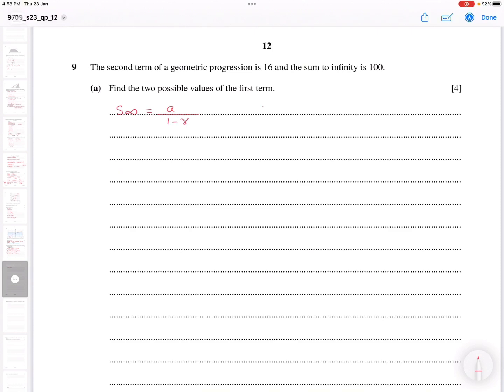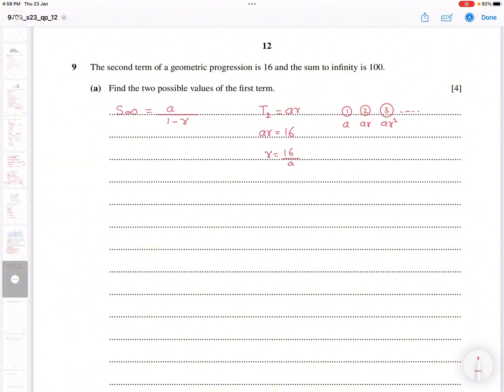Okay, the second term we can write as AR, and AR equals 16, it's given. Actually, let me further explain it. Our first term in GP, geometric progression, is A. Our second term in GP is AR. Our third term in GP is AR square, and so on like that. So from here, if I make R the subject, I can write 16 over A.